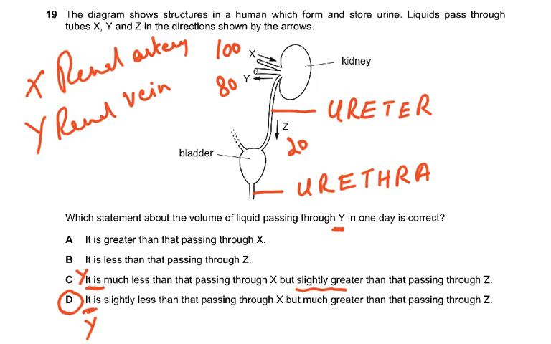So if you remember these figures, then you can understand what I'm trying to tell you. These are just some figures which I've given you, just to make you understand that the renal vein will have less blood in it, but not a lot less, because only some of it is going to be filtered out and converted to urine.